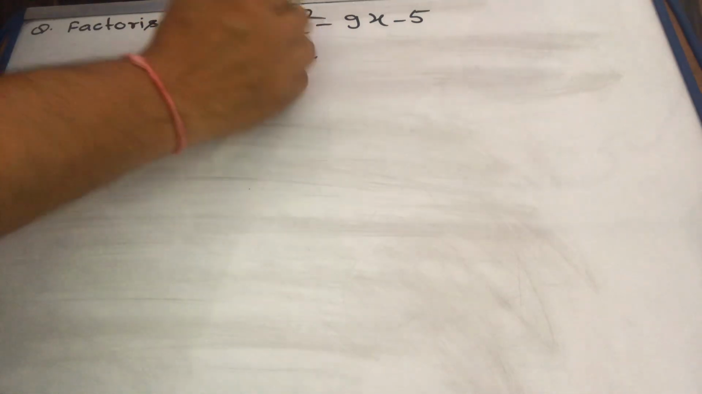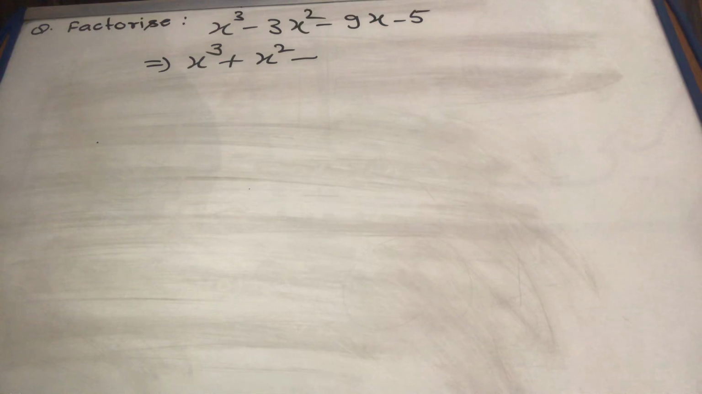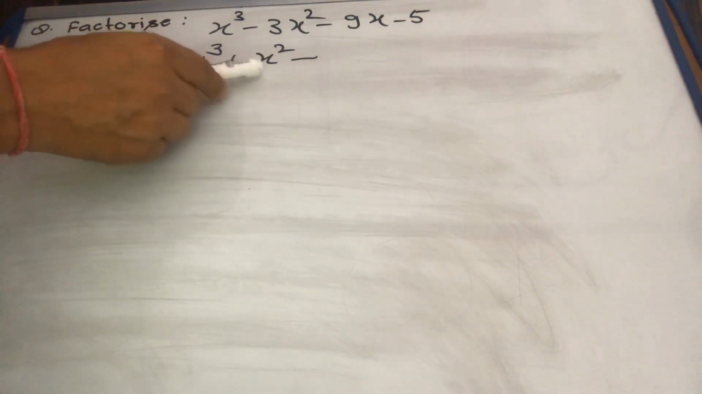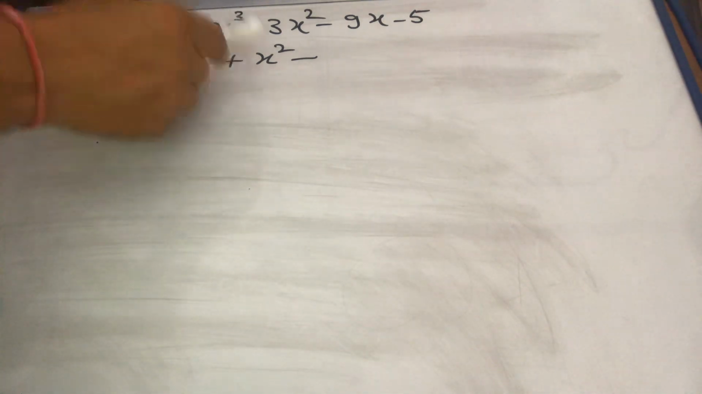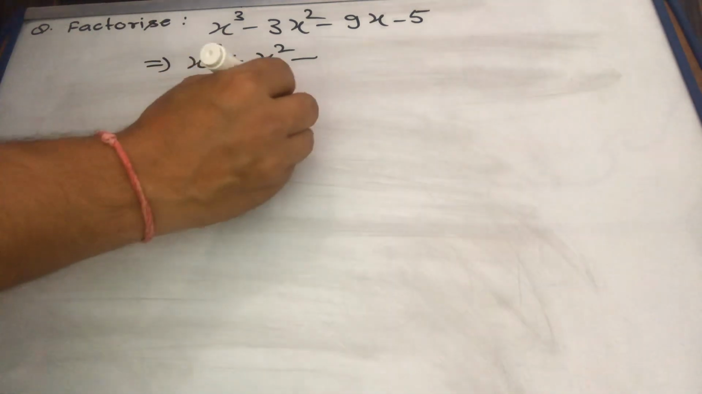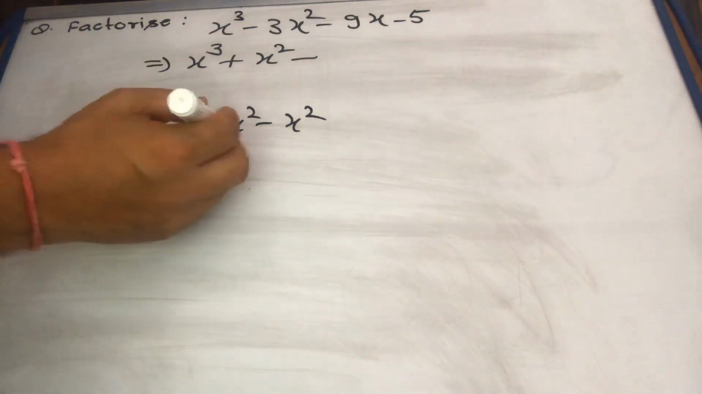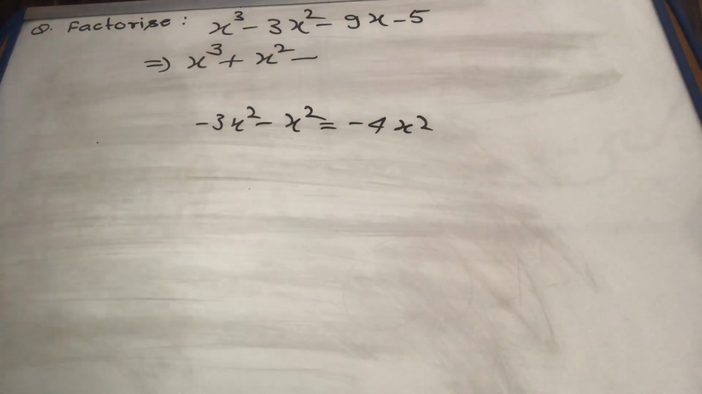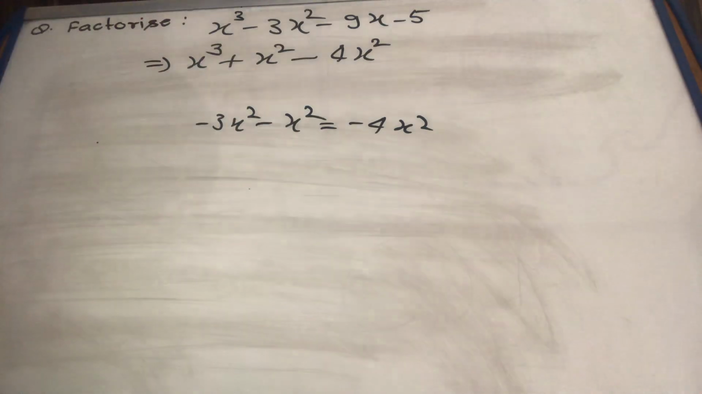Now you observe the second term. The second term is 3x square, and 1x square is already present with a positive sign. So what is the remainder? That is minus 3x square and minus x square. What is the remainder? Minus 3 minus x square means minus 4x square. You will write here minus 4x square. Clear?